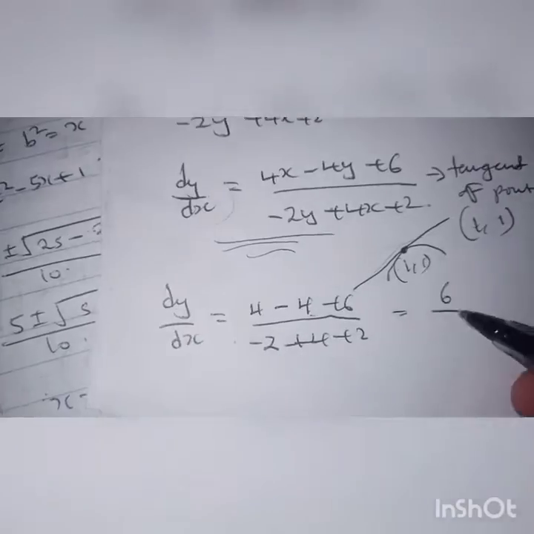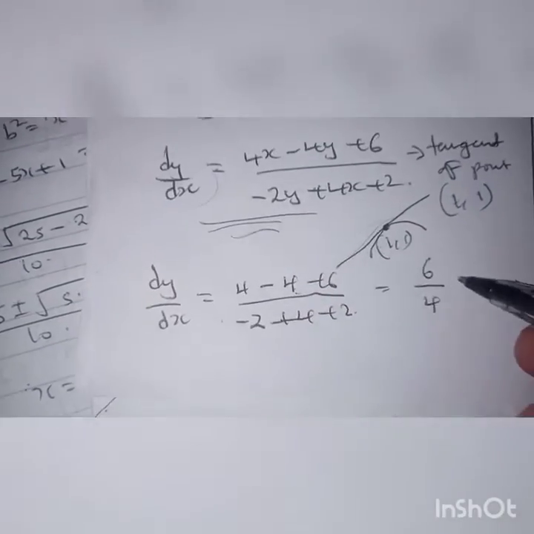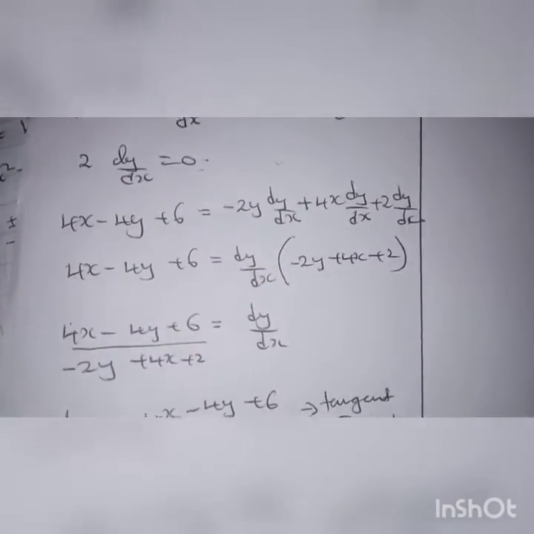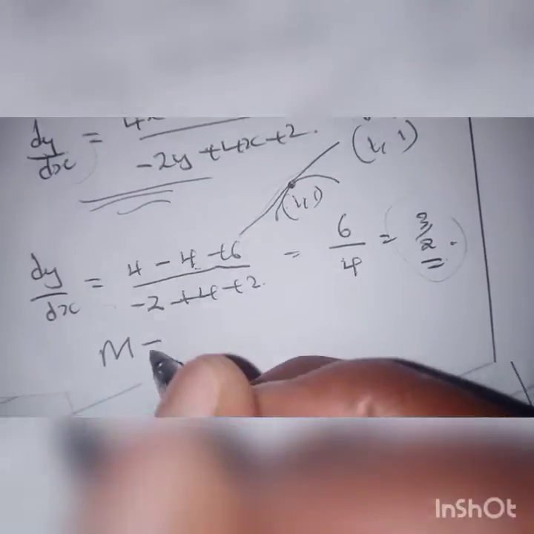Therefore, 4 minus 4 is 0, which leaves 6. Then minus 2 plus 4 plus 2 gives 4. Therefore, the gradient will be just 3 over 2. Now, we have this as our gradient, m. Our m equals 3 over 2.